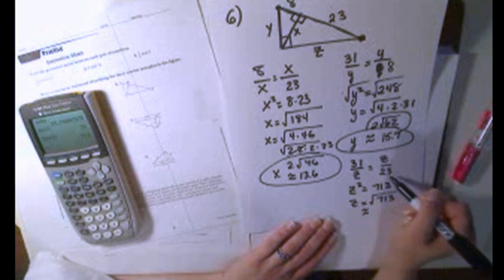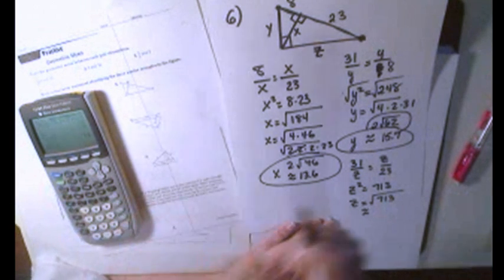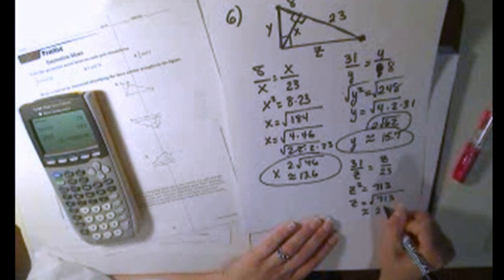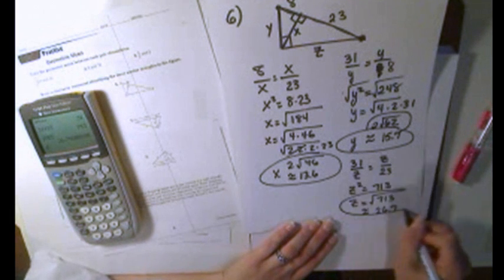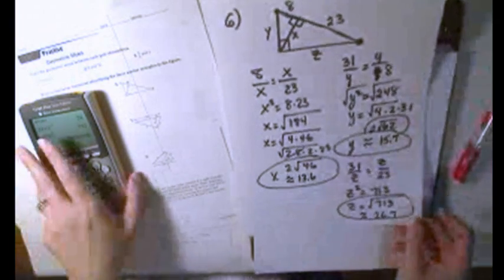Both of these are prime numbers, so their product is a prime number. Not going to break down that radical. 26.7. So I ended up using all three geometric means. I could have done some Pythagorean theorem, but I wanted to practice with the geometric mean. So that was number 6.